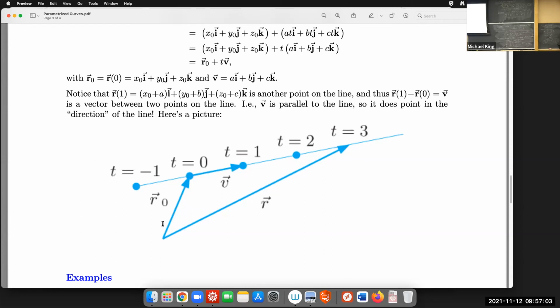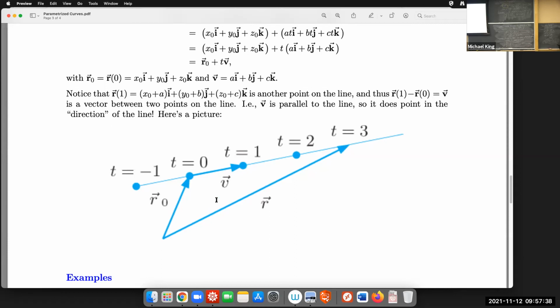If I do R0 by itself, I just end up at this point. If I do R0 plus V, I end up at this point. If I do R0 plus 2V, I end up at that point. R0 plus 3V, that point. If I do R0 plus negative 1V, or R0 minus V, I end up at that point. If I wanted to end up between 1 and 2, I could use a scaling factor between 1 and 2. If I wanted to end up at this point right here, I could use t equals 1.5, scaling the vector V by 1.5.